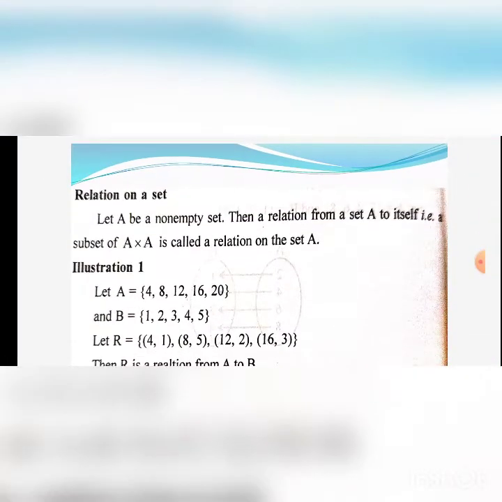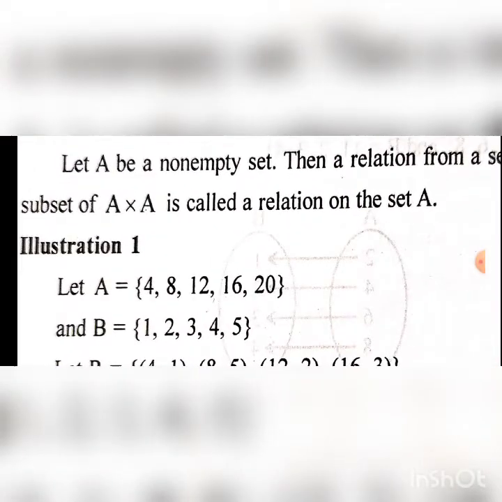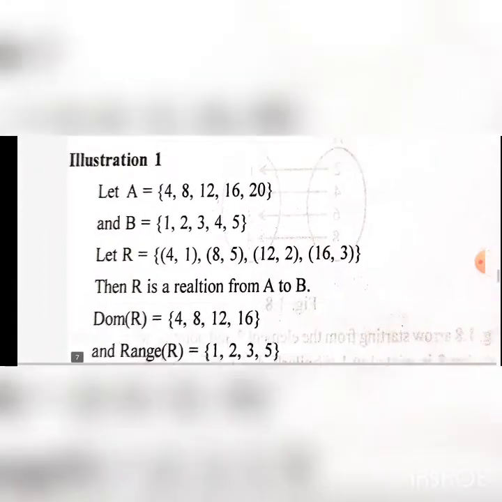So see, relation on a set. Let A be a non-empty set, then a relation from set A to itself, that is a subset of A cross A, is called a relation on set A. You can see your example.